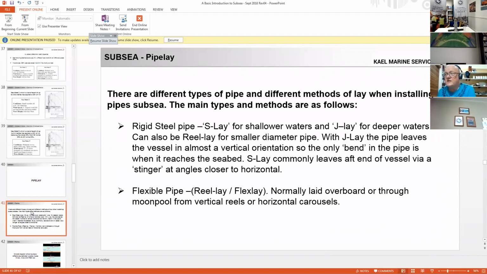With the J-lay, the pipe leaves the vessel in almost a vertical orientation, so the only bend in the pipe is when it reaches the seabed. S-lay commonly leaves at the aft end of a ship, almost in a horizontal position, via a stinger. This angles closer to horizontal. Flexible pipe, reel lay and flex lay, is normally laid overboard or through a moon pool from vertical reels or horizontal carousels on a ship.